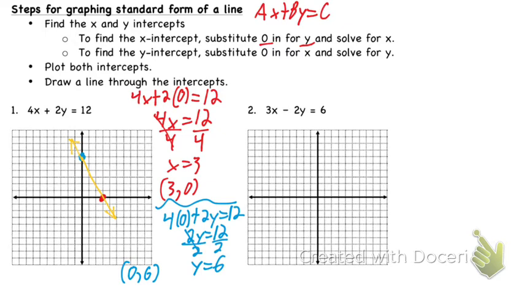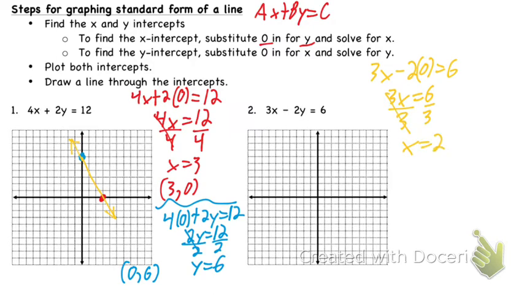So what variable has to be 0? Y, the other variable. So what we're going to do is take 3x minus 2y equals 6, and it's going to be 3x minus 2 times 0 equals 6. Well, what is 2 times 0? 0. So we just have 3x minus 0, so 3x equals 6. Divide by 3, x is 2.